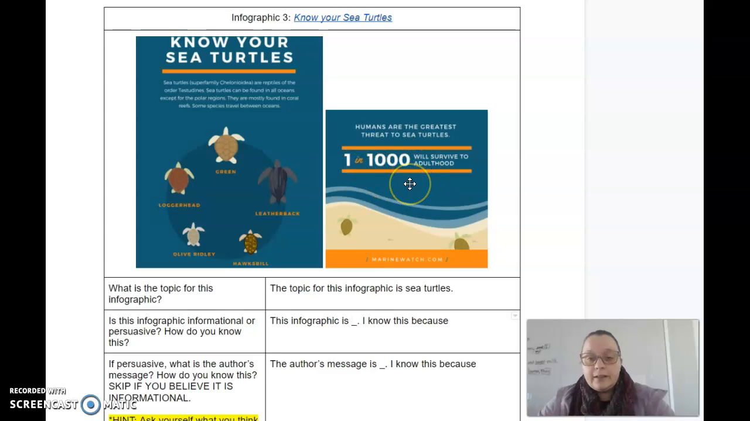So we see here a very important statistic. And then even looking at the author here, we see marinewatch.com. So I can assume that this company is probably a company that cares about marine life. So I'm going to say that this is, in fact, a persuasive infographic. And I know this because the author uses emotive language when they say greatest threat.